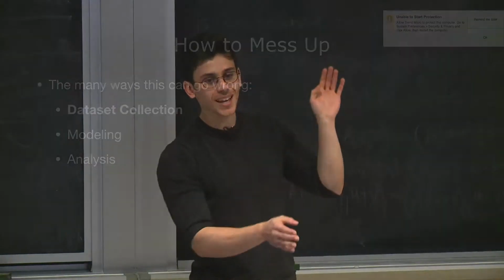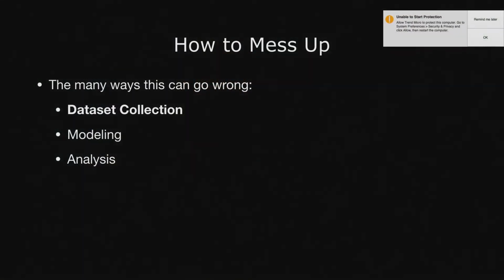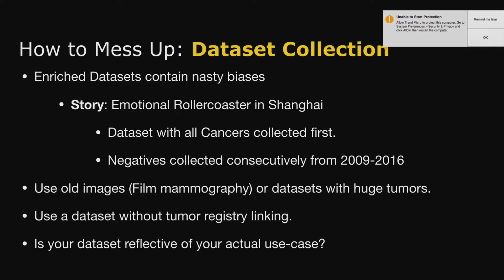Following the sketch, you can mess up in dataset collection. It's probably the most common by far. You can mess up in modeling, which I'm doing right now, and it's very sad. And you can mess up in analysis, which is really preventable. So in dataset collection, enriched datasets are the most common thing you see in the space.